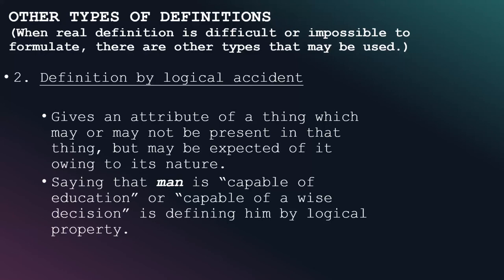Hence, we're trying to define it more, yung logical characteristic or property ng man, yung nature niya, or capable of a wise decision. So, because of these words, of these propositions, pwede natin tong ma-classify or ma-represent yung pagiging logical ng isang tao. Clear ba yon? Okay, capable of education or capable of a wise decision. This can represent logic, the logical features of the man or yung pagiging rational niya. Okay, logical or rational.